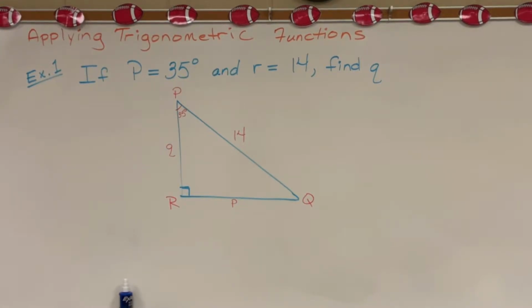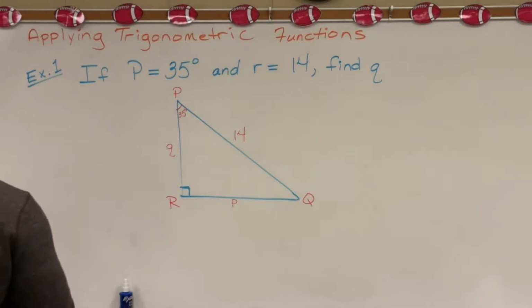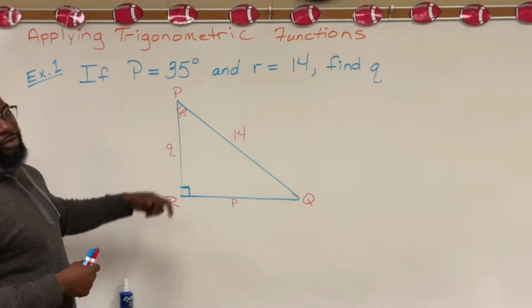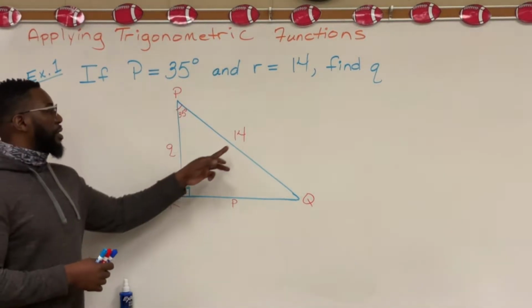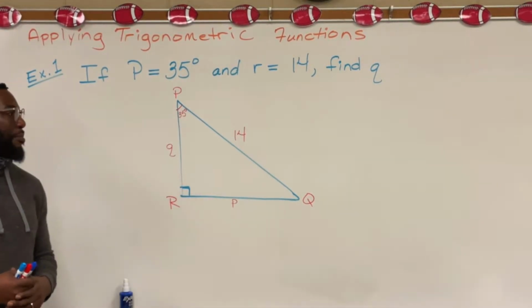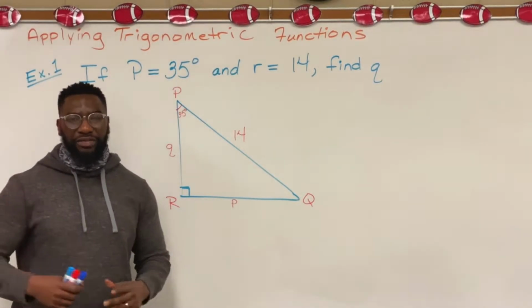In order to understand this example, we need to know that capital letters represent angles, and lowercase letters represent sides. The sides are always opposite of their angles. So, looking at this problem, we have angle P, which is 35 degrees. We have 14, which is the hypotenuse. Those are the only two numbers they give us, all right?